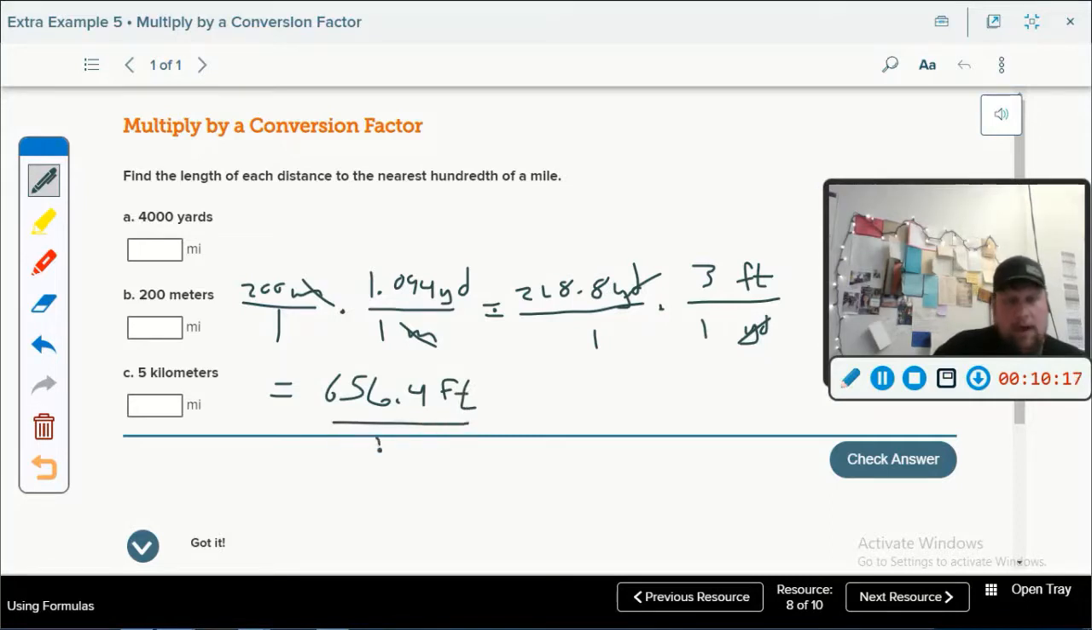Over 1, and now I want to change this to miles. So I know I'm going to multiply this times a fraction that has miles on top, and I need to get rid of feet on bottom. Which one's bigger? Miles is, so we're going to have 1 mile and 5,280 feet. Again, the feet are going to cancel out. I'm going to end up with 656.4 divided by 5,280.